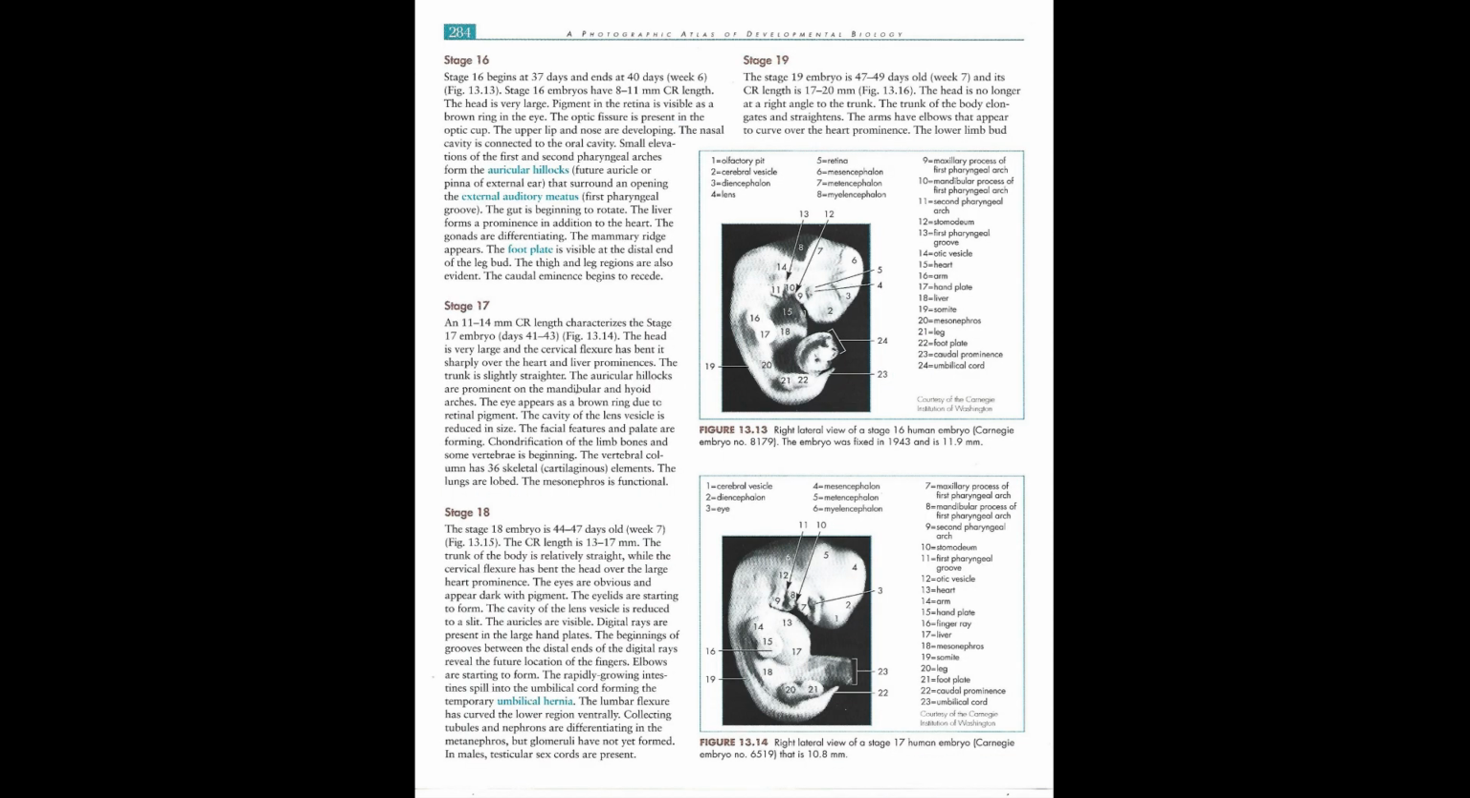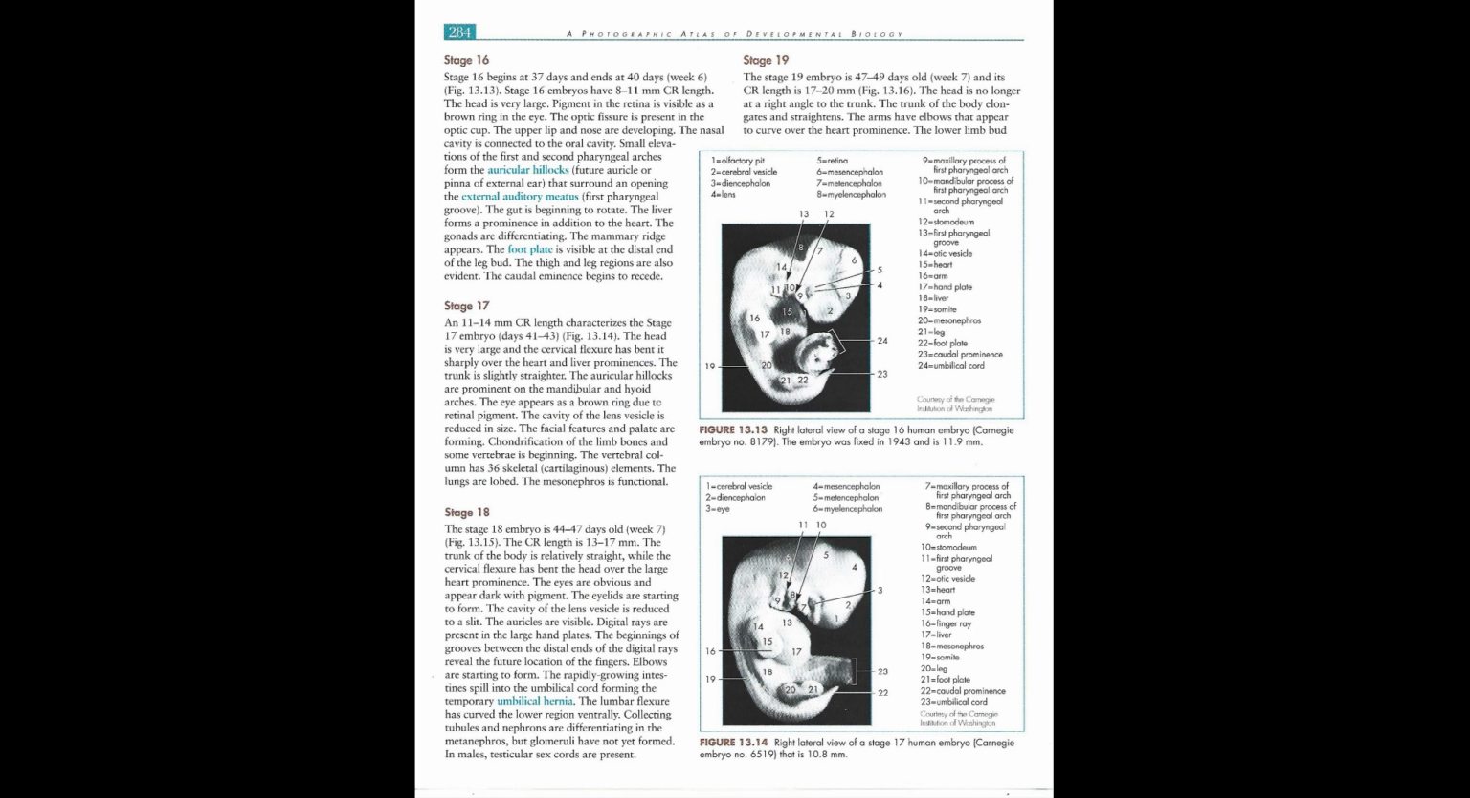Stage 16. Stage 16 begins at 37 days and ends at 40 days, week 6, Fig 13.13. Stage 16 embryos have 8 to 11 mm CR length. The head is very large. Pigment in the retina is visible as a brown ring in the eye. The optic fissure is present in the optic cup.